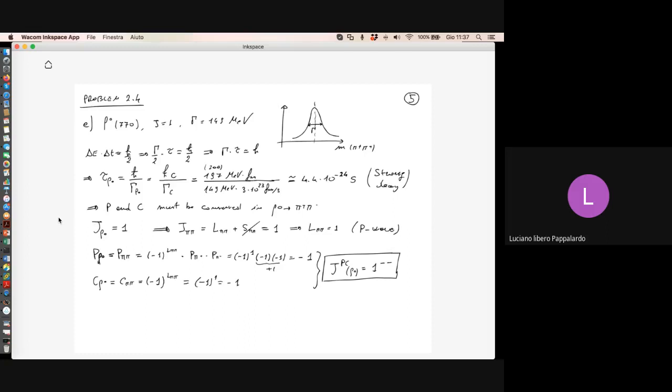Okay, this was the first case, the rho 0. Let's now repeat the exercise for the second case, for the f2 0 meson. So I will now take a new page.